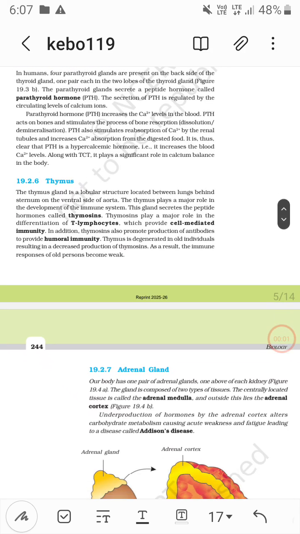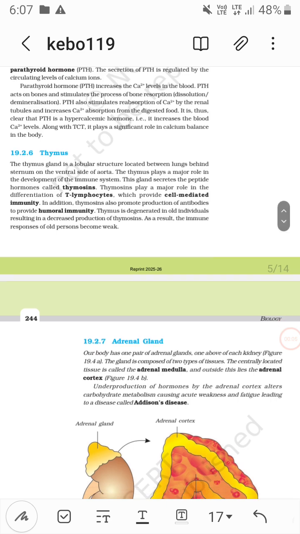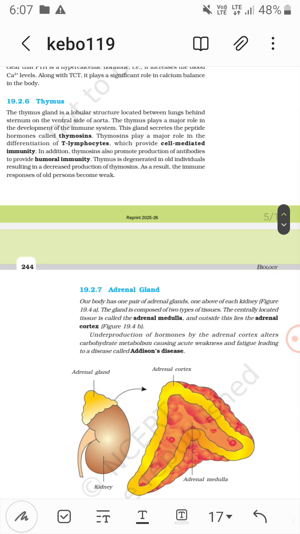And then there is the thymus, located between the lungs behind the sternum, on the ventral side of the aorta. This is the thymus. It is an endocrine gland, essential for the development of the immune system through peptide hormones, that is thymosin. Thymosin plays a role in the differentiation of T lymphocytes, which provides cell-mediated immunity. In addition, there is production of antibodies to provide humoral immunity.